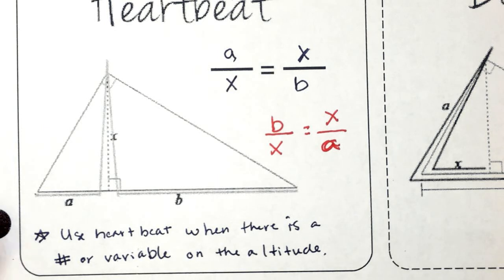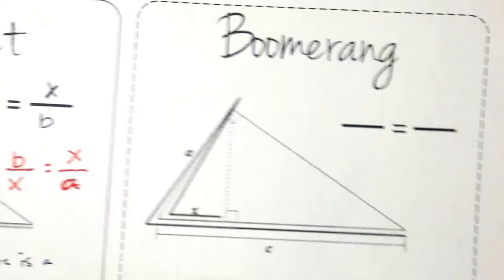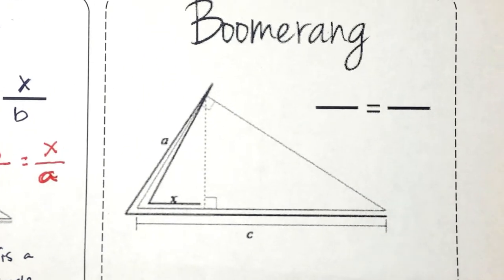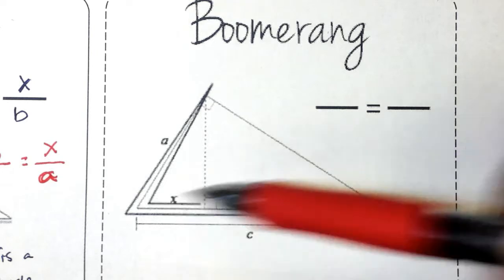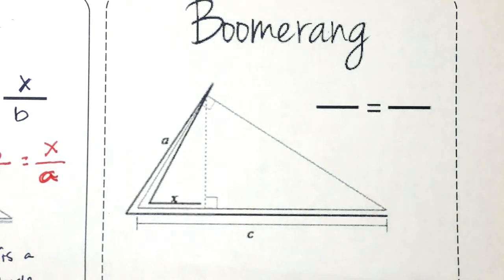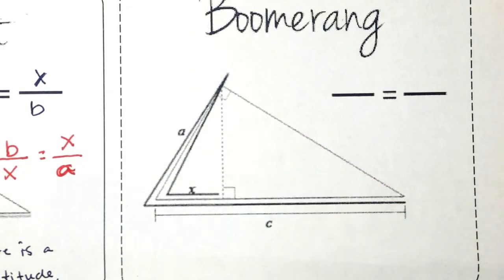The next one is boomerang. I probably do need to write a note. Basically, use boomerang any other time. Anytime your altitude is not labeled and you have one of these sides over here, outsides labeled like this, you're going to use the boomerang method. And y'all know what a boomerang is, the Australian little thing they throw around. We call it that for a reason, because you kind of come out, and then you kick back the same direction you came.